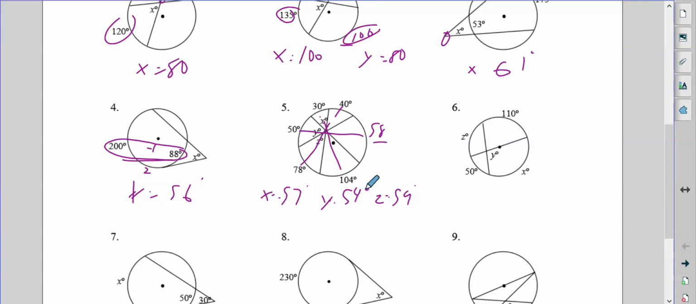Okay, now in this one, we're going to do these two, which is 160 divided by 2 is 80. So what we know is that this is 80 and this is 80 right there. So if you look at this angle and this angle form a straight line. That means y is 100.